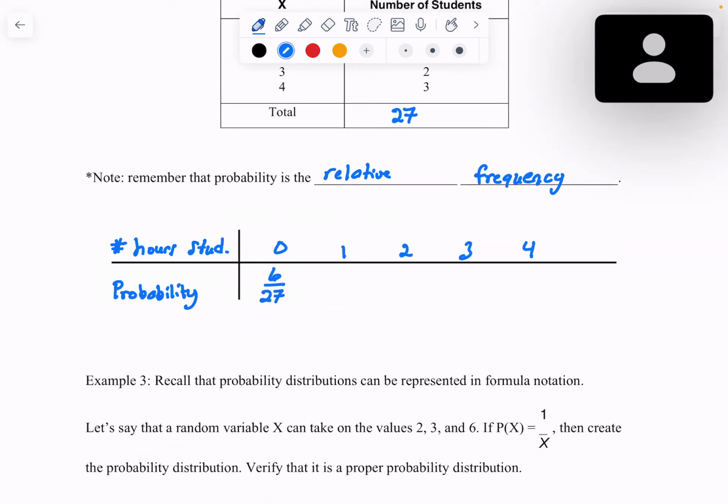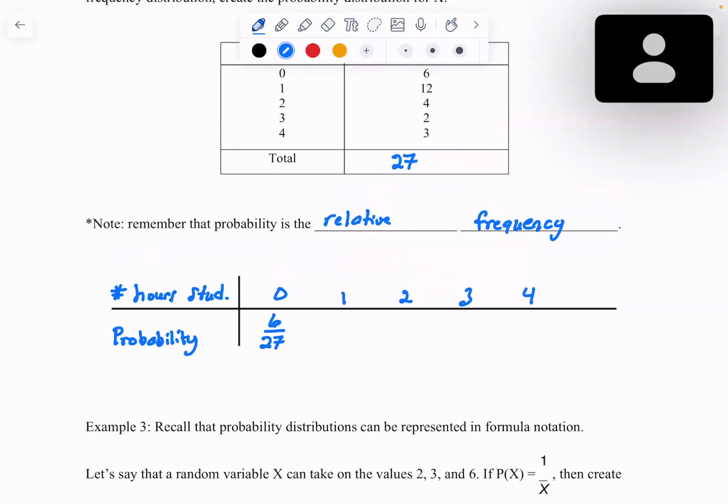What's the probability that x is 1? Yeah, 12 over 27, right? What's the probability that x is 2? 4 over 27, yes. What's the probability that x is 3? Yes, and what's the probability that x is 4? 3 over 27, yes.